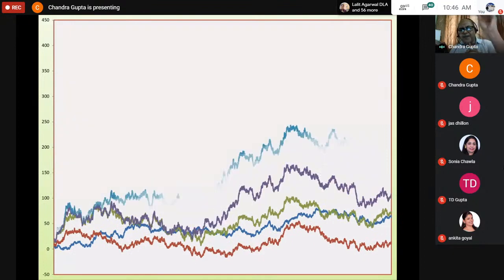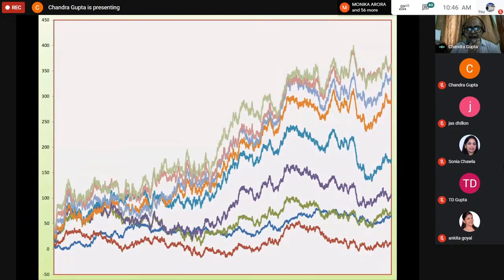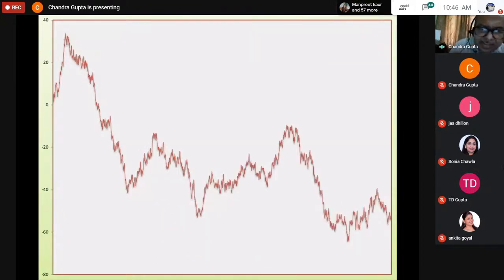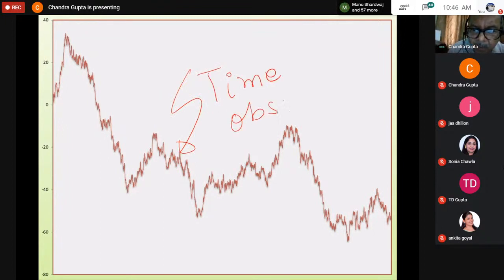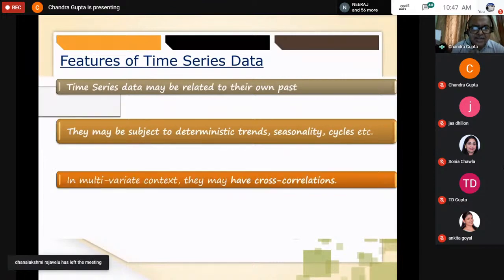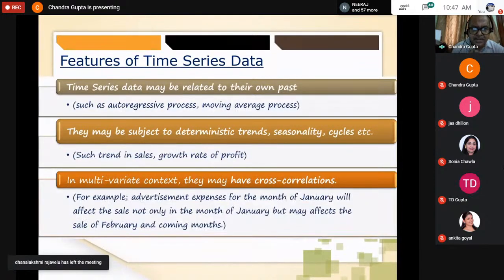So a stochastic process can generate different series, but if you get one out of it as a realization of the stochastic process, that will be your time series. So this is my time series, which is being observed and realized. Okay. So now let's understand what are the features of a time series data.